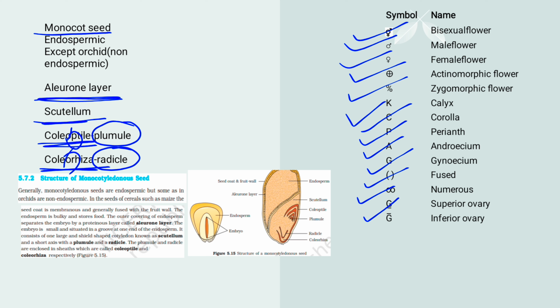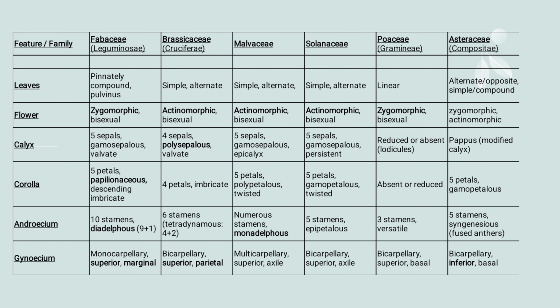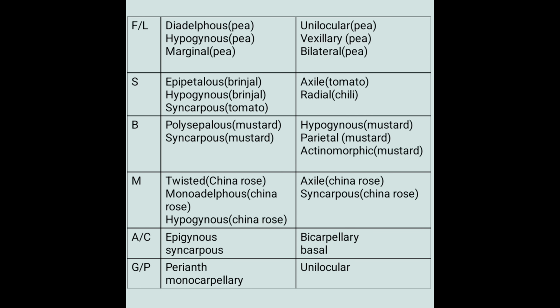Superior ovary is denoted by G with an underscore below it. Inferior ovary has the underscore above G. These are the families based on the NEET syllabus. In NCERT, only Solanaceae is given. Pea is diadelphous. It is hypogynous, meaning it has a superior ovary. It shows marginal placentation and vexillary aestivation. Bilaterally symmetrical.